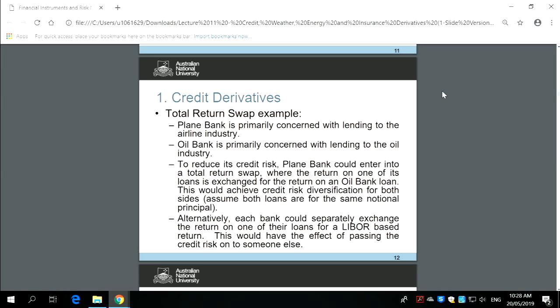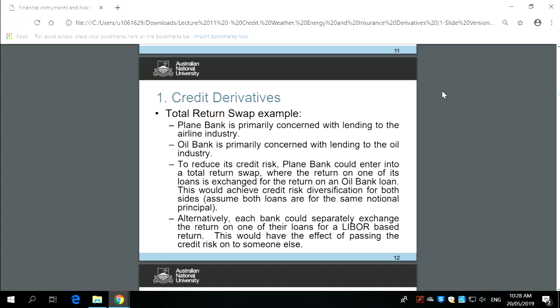So basically, you can set up a total return swap. So if the airline company lends $20 billion to the airline company, and the oil company lends $20 billion to the oil company, then they would put in place a total return swap. The way a total return swap works is very similar to the interest rate swap we did in week 3. Remember, in week 3, we had fixed interest rate payments swapped with variable interest rate payments, going back and forth. But this time, what they're swapping is the payment on their loan book.